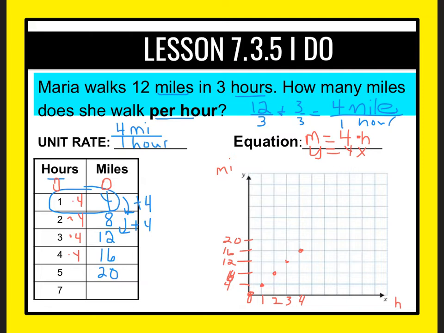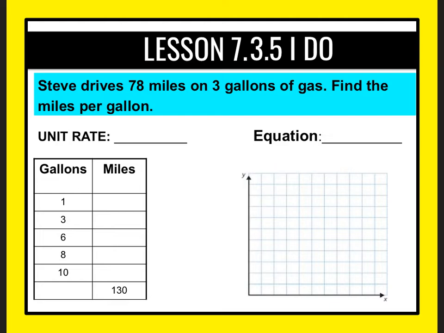4 miles per hour. Well, what if you were asked, well, how many miles can she walk in 7 hours? Well, that's easy. I can use my equation or I can use my unit rate to help me out. 7 times 4 means she would have walked 28 miles. Okay, let's look at another example of a unit rate. Well, when I'm comparing gallons, right, of gas and miles, how many gallons does it take to go to drive?